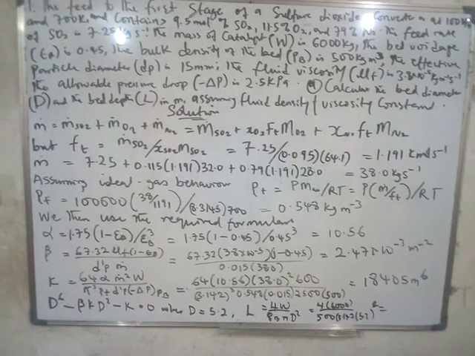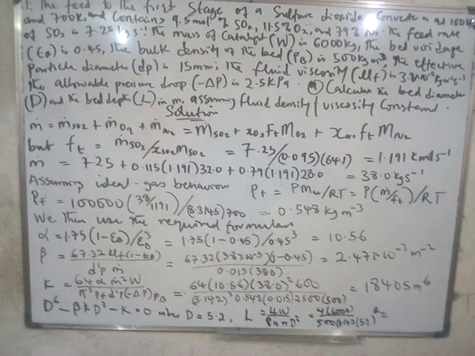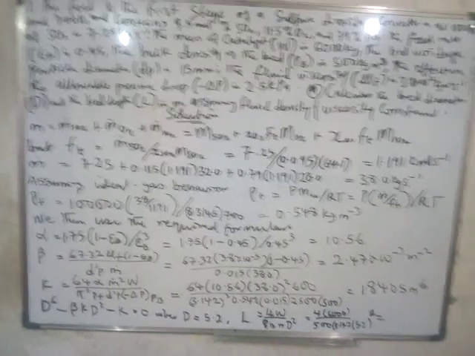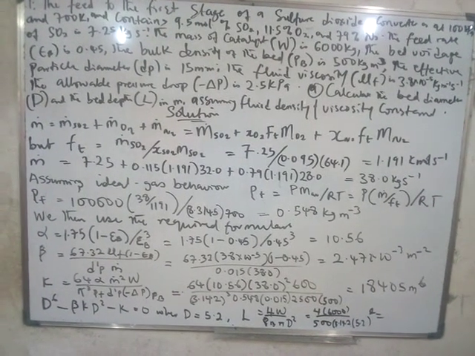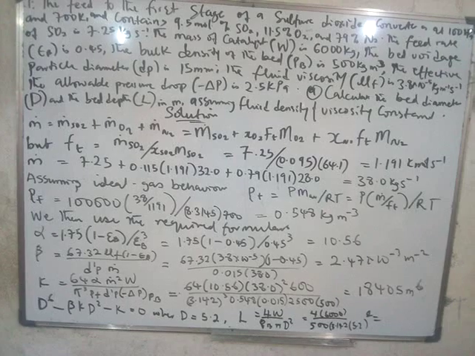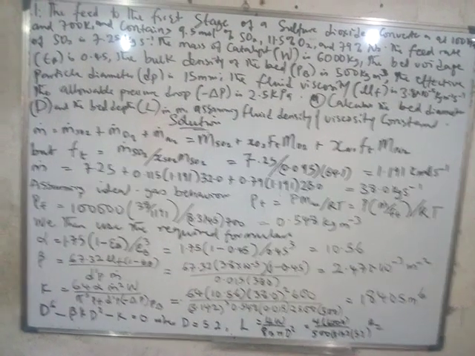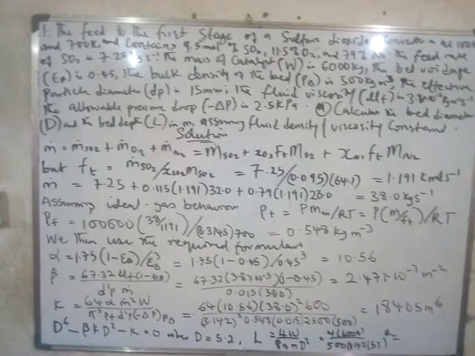Then use the other formulas that will be given most likely to you to substitute to get the values of alpha, beta, K, and D. Then finally use the formula L equal to 4W over bed density times pi times D squared to get your final value of length. So with that, that's how you solve this.